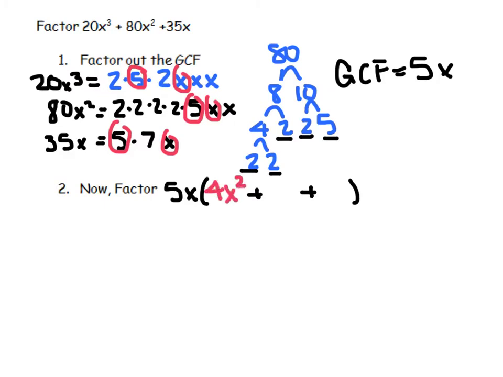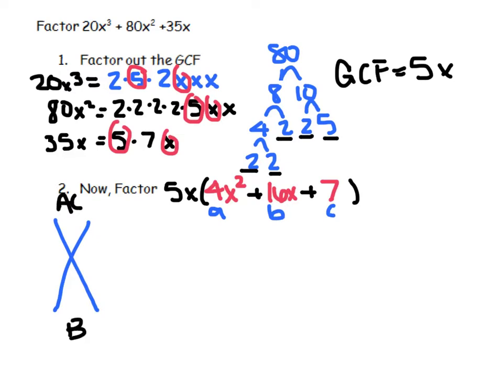In the middle term, it is a 16x, and the last term, it is just 7. Okay, so now we follow our rules with what we did before. There's my A, there's my B, there's my C, there's my X. I got A times C on the top, add up to B on the bottom. 4 times 7 gives me 28, A times C. I need it to add up to 16.